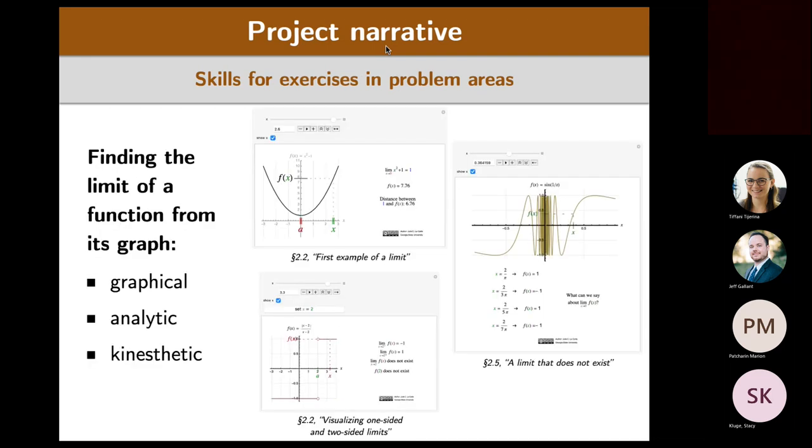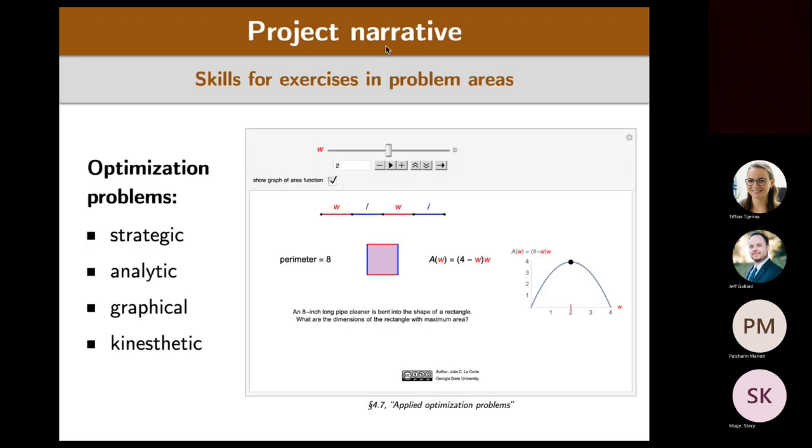Finding the limit of a function from its graph is obviously a graphical process. Analytic skills can help, but with an applet, you can make the experience hands-on. You can appeal to kinesthetic learners by giving them a slider they can move, by letting them click and drag to change the picture, etc. So that was one type of problem I thought would be good to appeal to kinesthetic learning.